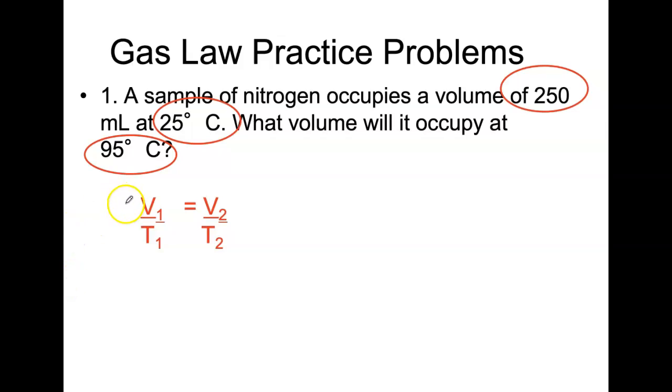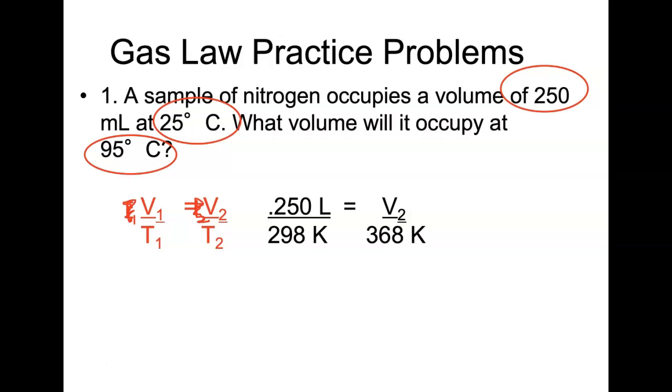Now, I could have put down the combined gas law, which would simply include the pressures. In this case, though, I don't have any pressure information to put in, so I could just knock that pressure out. And then I'm going to do some conversions. I'm going to convert my volume to liters, my temperatures to kelvins, and substitute them in. And there they are.